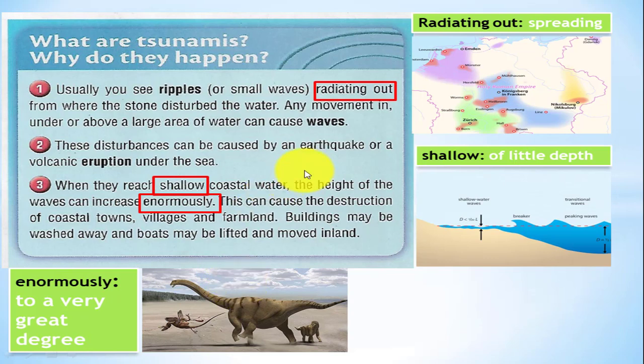I can go back to the first example here. When I use radiating out, we say coronavirus is radiating out enormously. That means to a great degree. Every day we hear about new places that are affected by corona.